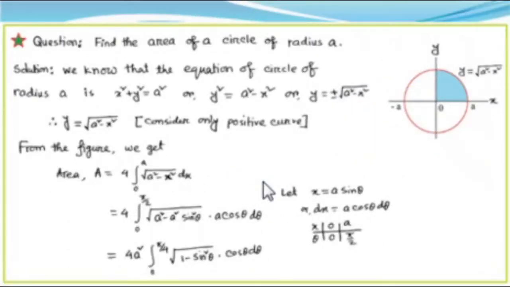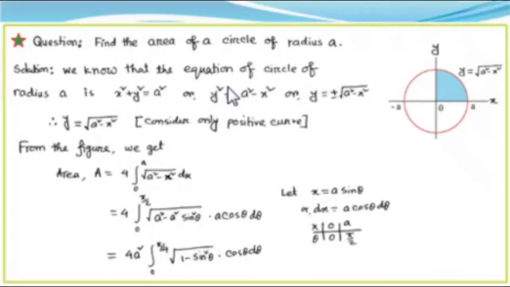Another question: find the area of a circle of radius a. একটি সার্কেলের এরিয়া বের করতে হবে যে সার্কেলের রেডিয়াসটা হলো a. In intermediate syllabus you have got the equation of circle. As you know, equation of circle of radius a is x square plus y square equals to a square.